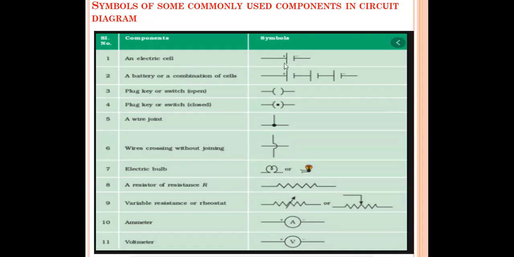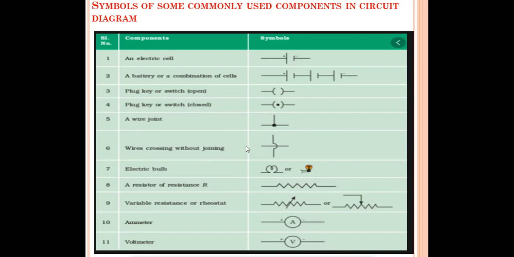A battery is a combination of cells. This is your electric cell. When 2 or 3 cells are combined, we can call that a battery. For example, in this, 2 cells are there, so this is called a battery. Plug or a switch open: you have to give one bracket-like symbol, and no symbol will be there inside. At that time your switch is in open position. Switch closed, then you have to give one dot over there. Wire joint like this. Two wires will be joined, and it will be shown like a given point.